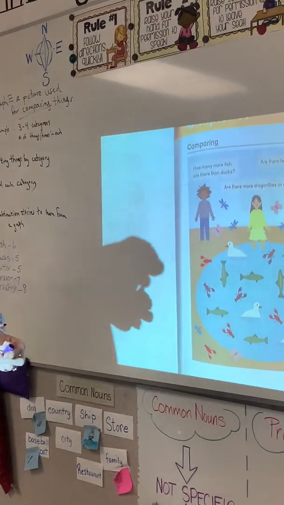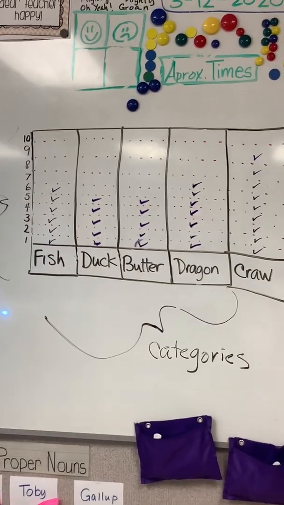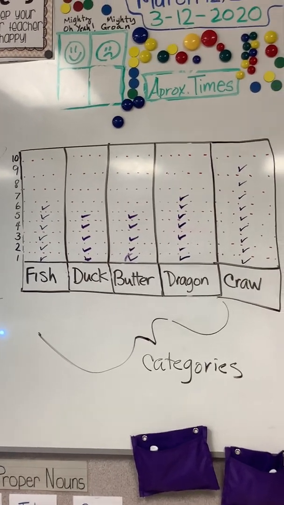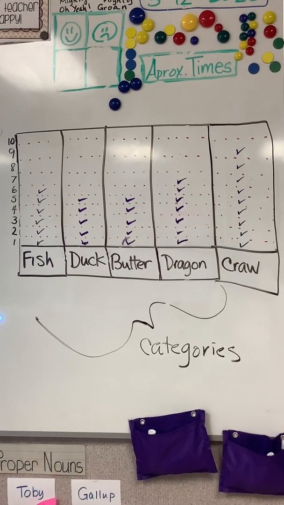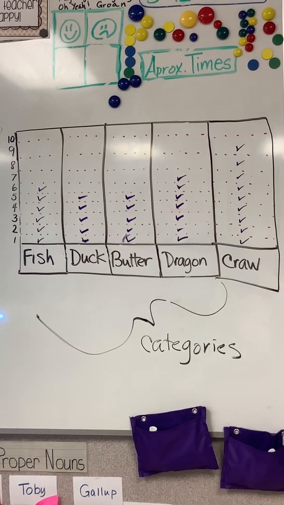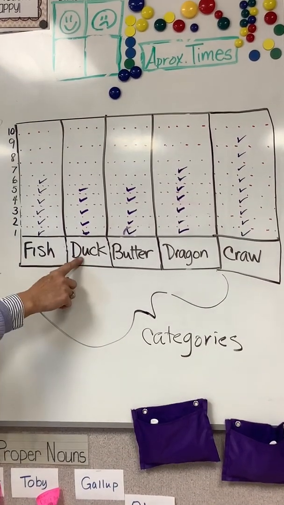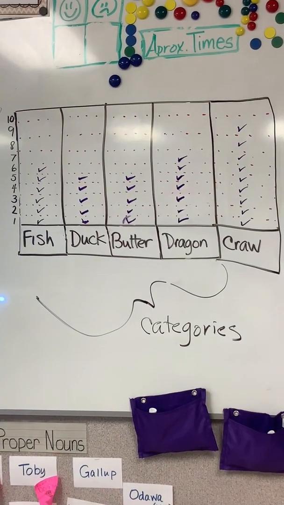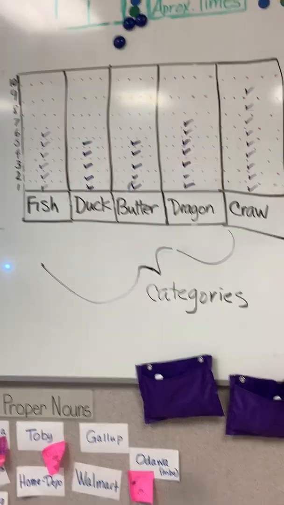Now, look at our graph. Look at that beautiful picture comparing the fish, the ducks, the butterflies, the dragons, and the crawfish. We can see right away there's more crawfish than anything. We can see that there are fewer dragonflies than crawfish. We can see that there are the same amount of ducks as there are butterflies. And there's fewer ducks than there are fish. And we can write our subtraction stories from that graph quite easily.